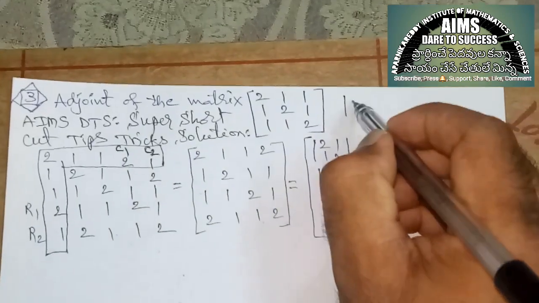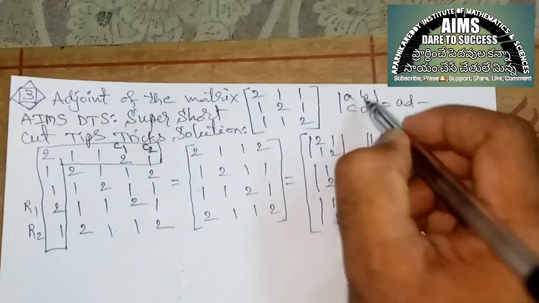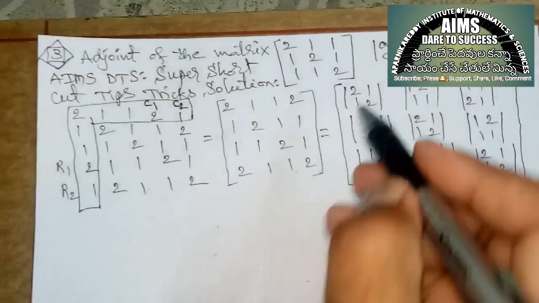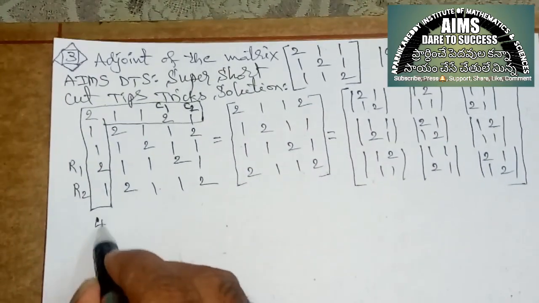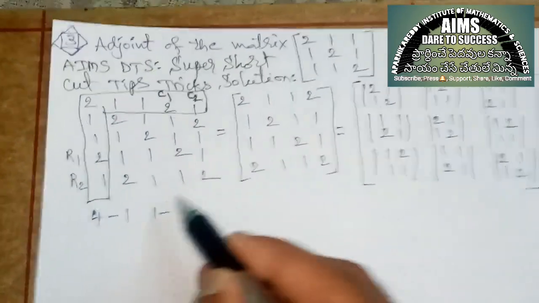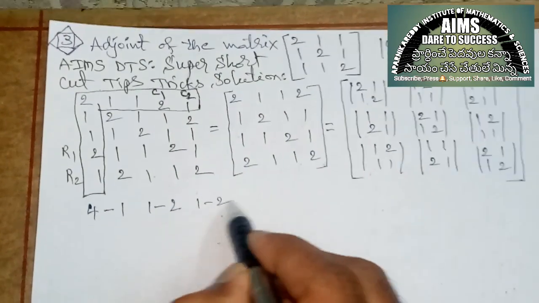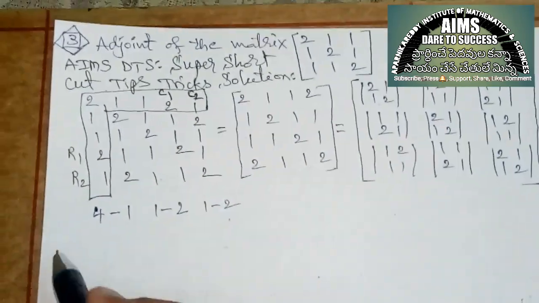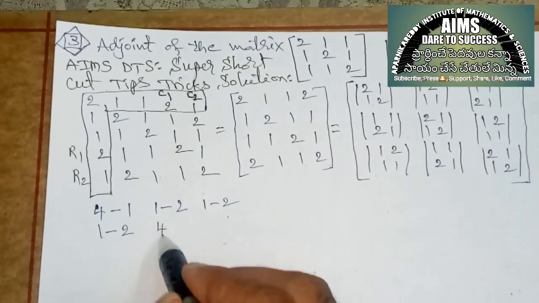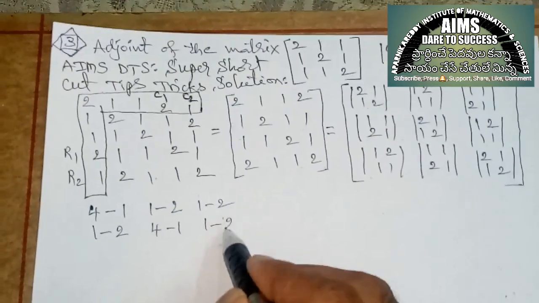I want to write here mod of [A B; C D] is equal to AD minus BC. This concept you can use here. 2 into 2, 4 minus 1 ones are 1. After that 1 ones are 1 minus 2 ones are 2. 1 ones are 1 minus 2 ones are 2. Coming to row 2, 1 ones are 1 minus 1 twos are 2. 2 twos are 4 minus 1 ones are 1. 1 ones are 1 minus 1 twos are 2.